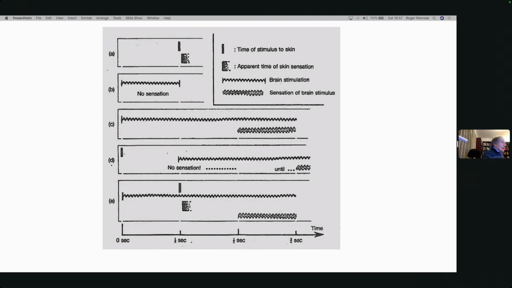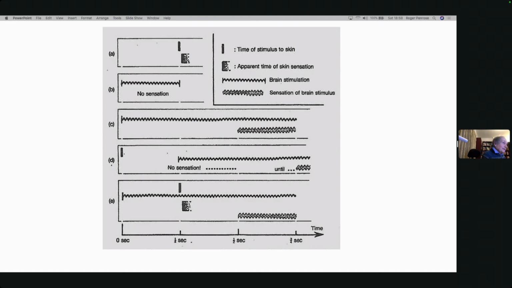Now, if you stimulate the brain, that's the second line there, the wiggly line, there is nothing felt by the patient until about a quarter of a second later. I can't remember. No, sorry, nothing is felt until half a second later. That's the third line down. So the stimulation of the brain is felt, but about half a second later.